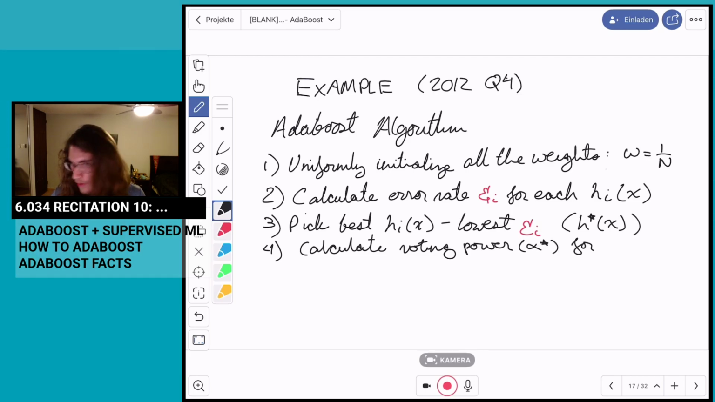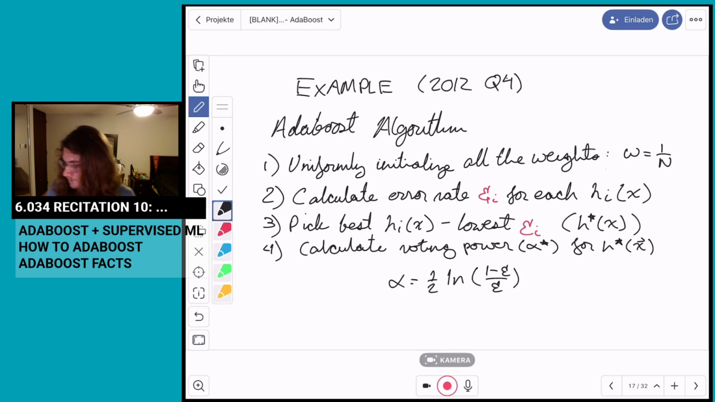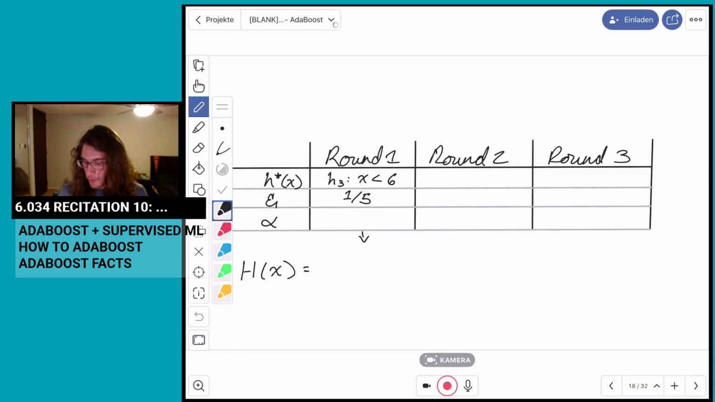H star of x. And the formula for that is 1/2 the natural logarithm of 1 minus the error rate over the error rate. So fairly straightforward so far. We won't ask you to evaluate the logarithm in real time. Just feel free to leave it in terms of the logarithm. And that's exactly what I'm going to do here. I'm not going to bother with the arithmetic. I'm just going to give you the answer. This one works out to be natural logarithm of 4.